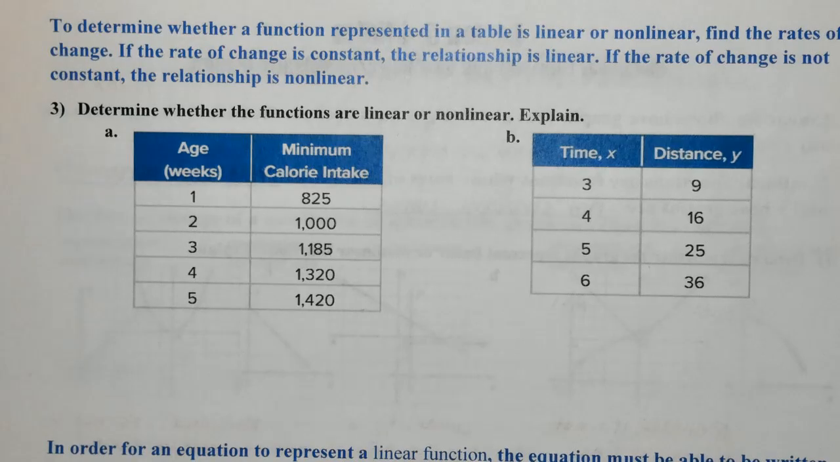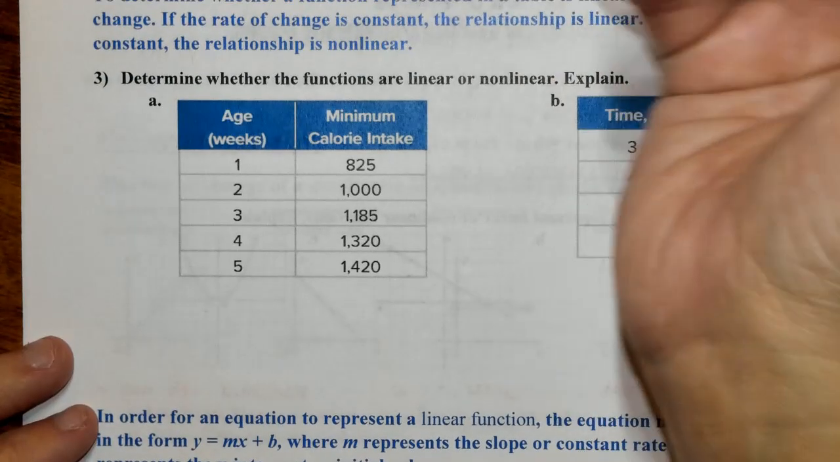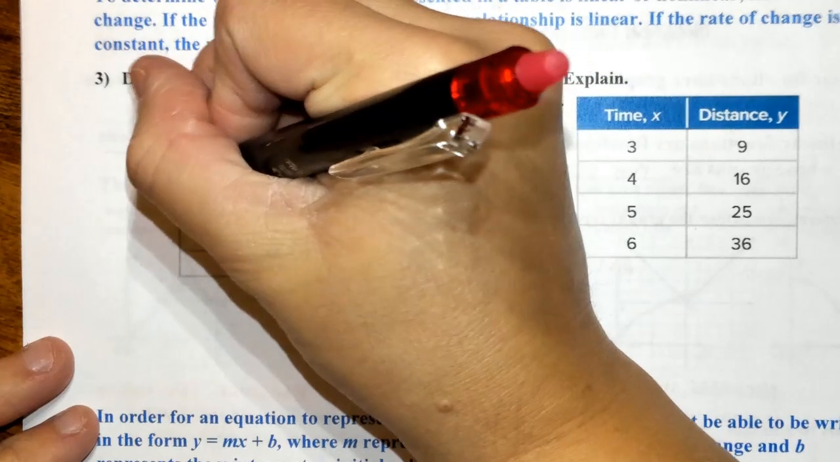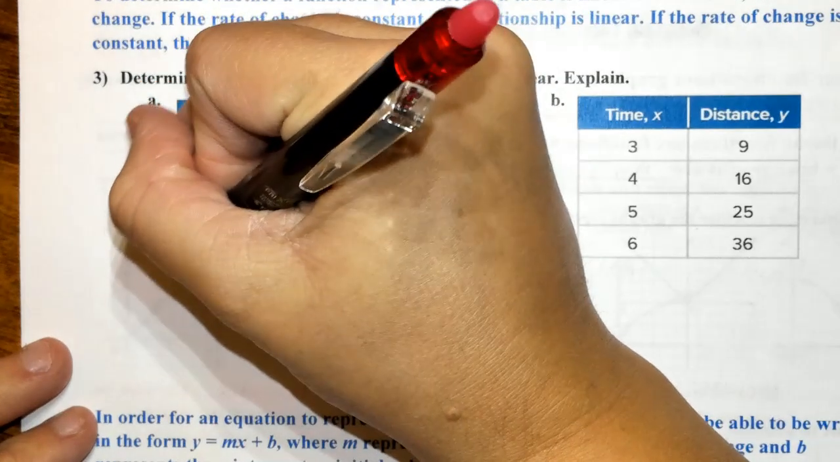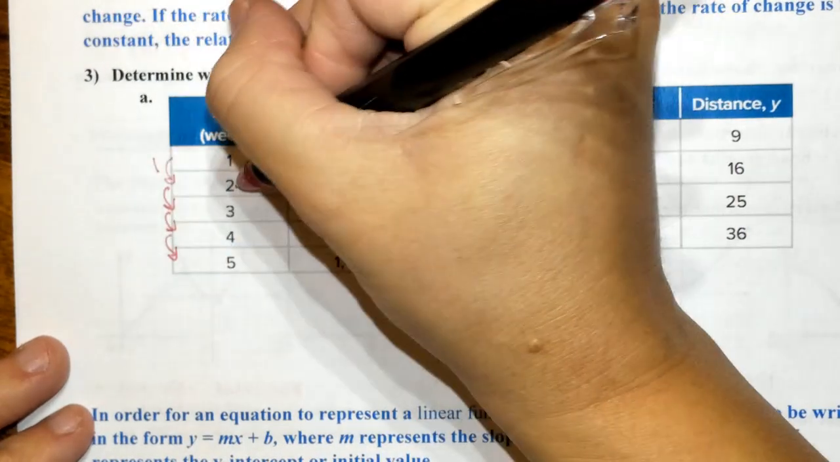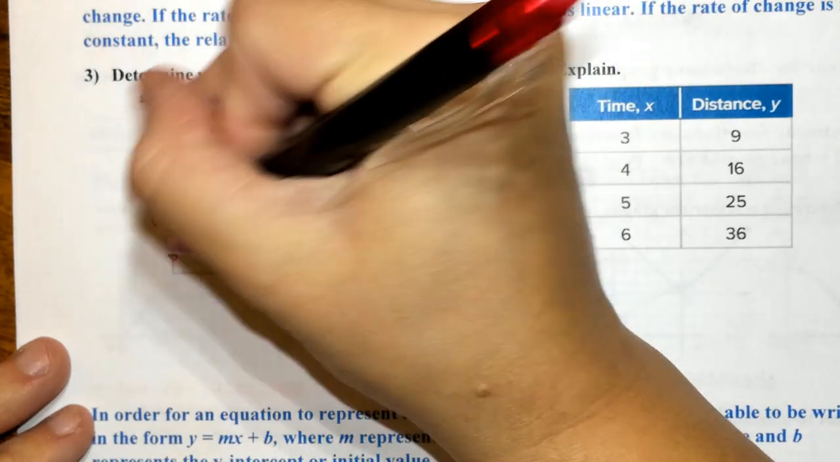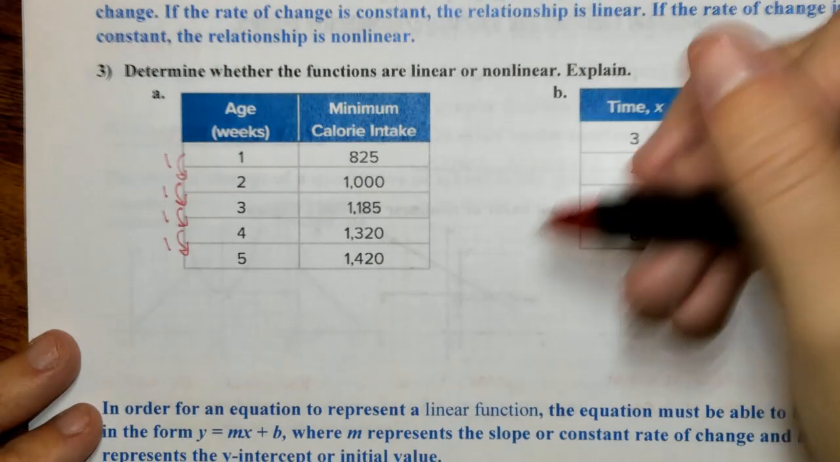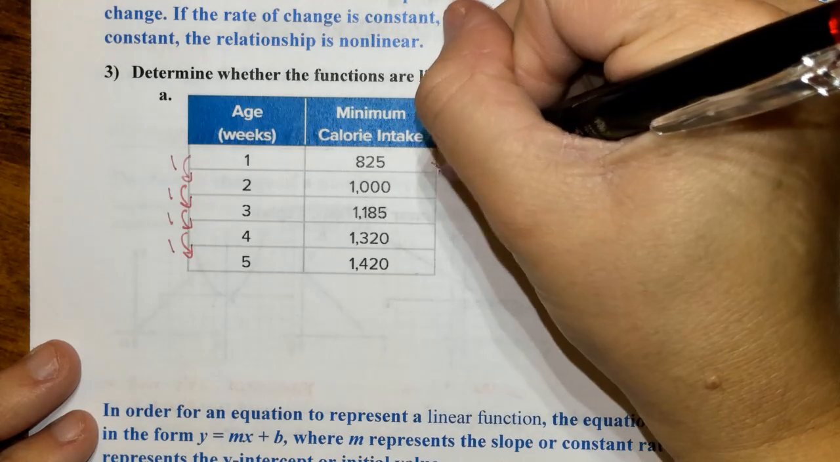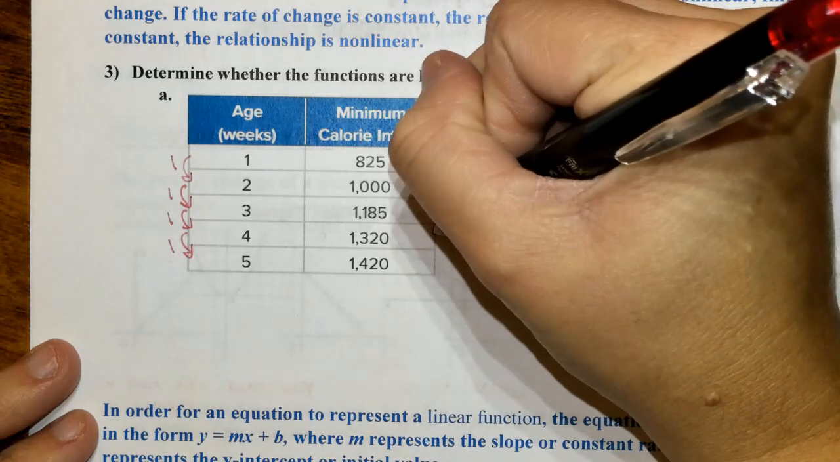So number 3, determine whether the functions are linear or nonlinear and explain. So if I look at my x values, they are all increasing by the same amount. 1 to 2 is 1, 2 to 3 is 1, 3 to 4 is 1, and 4 to 5 is 1. All right, but over here, my y values are not increasing by the same amount.